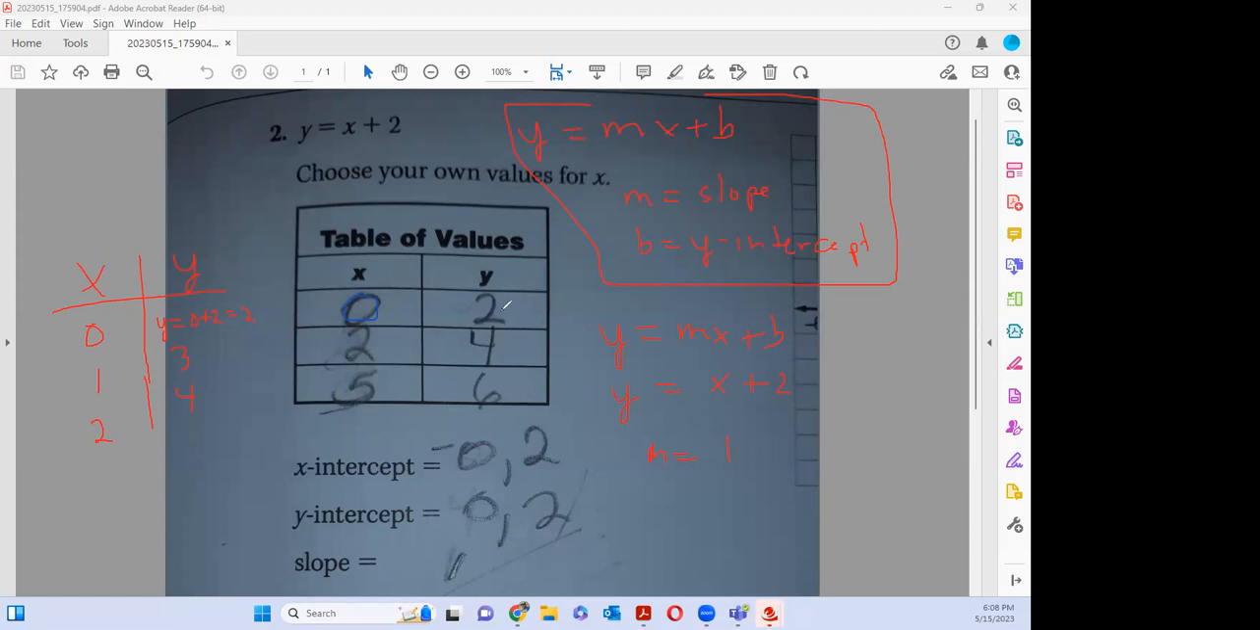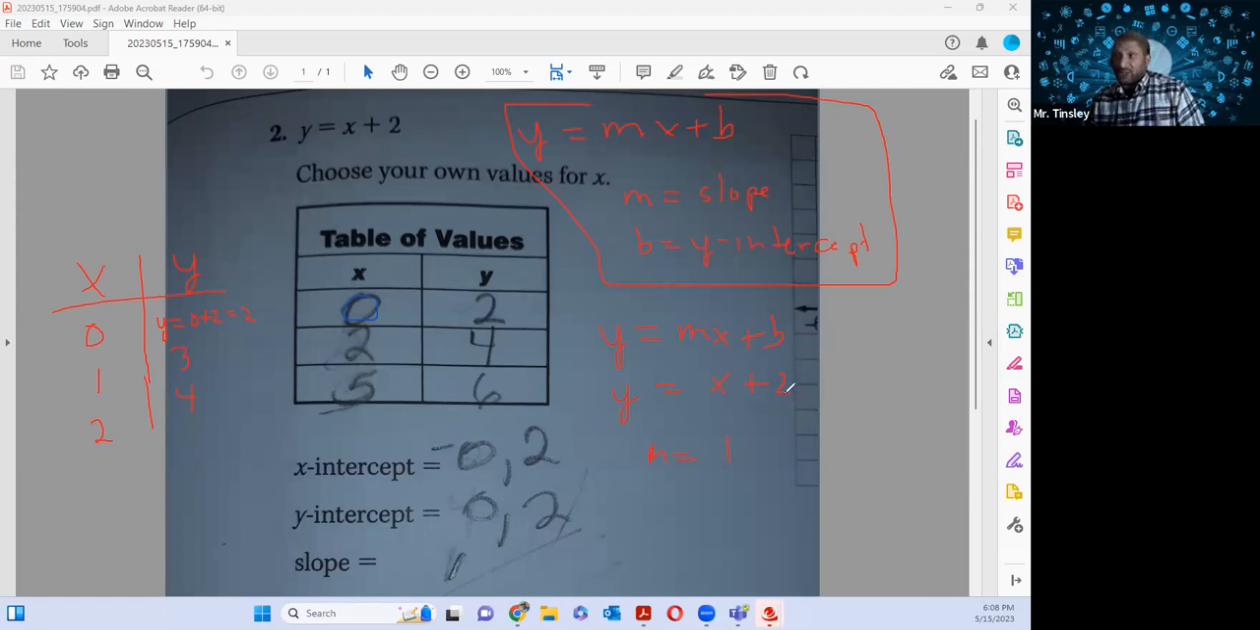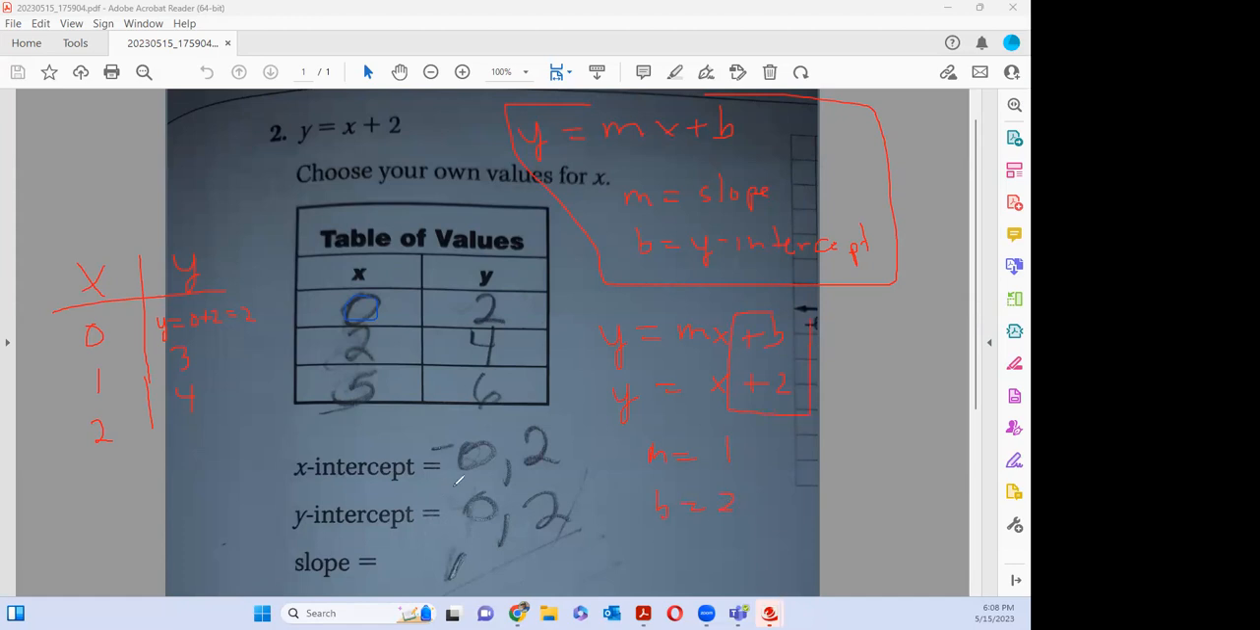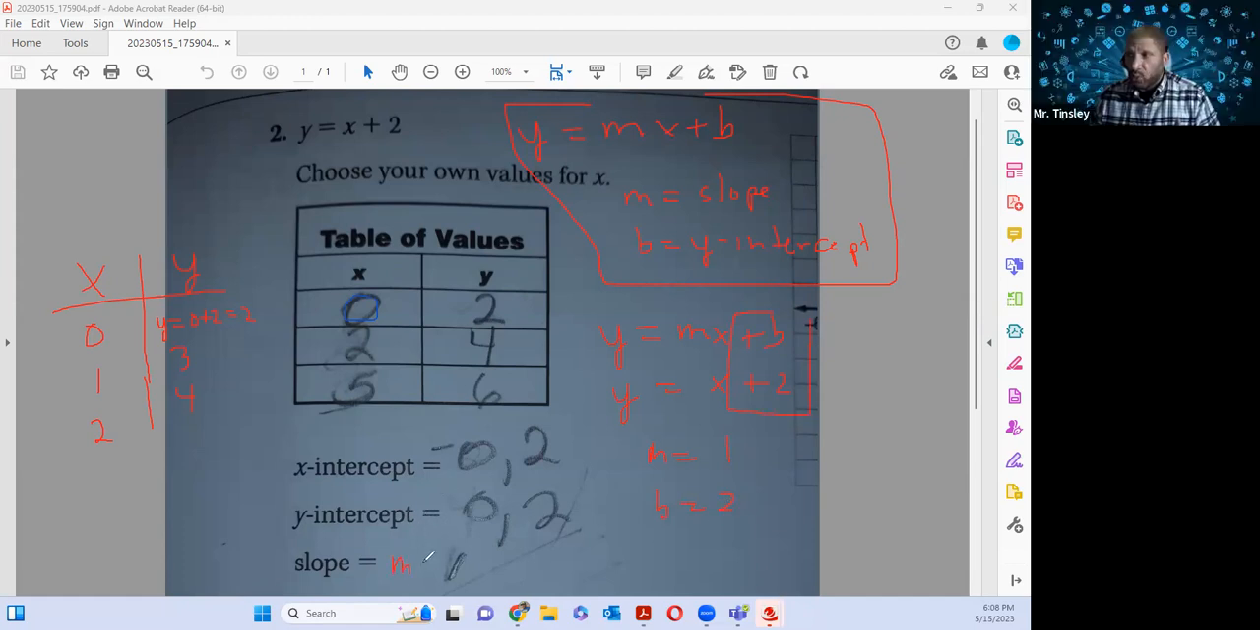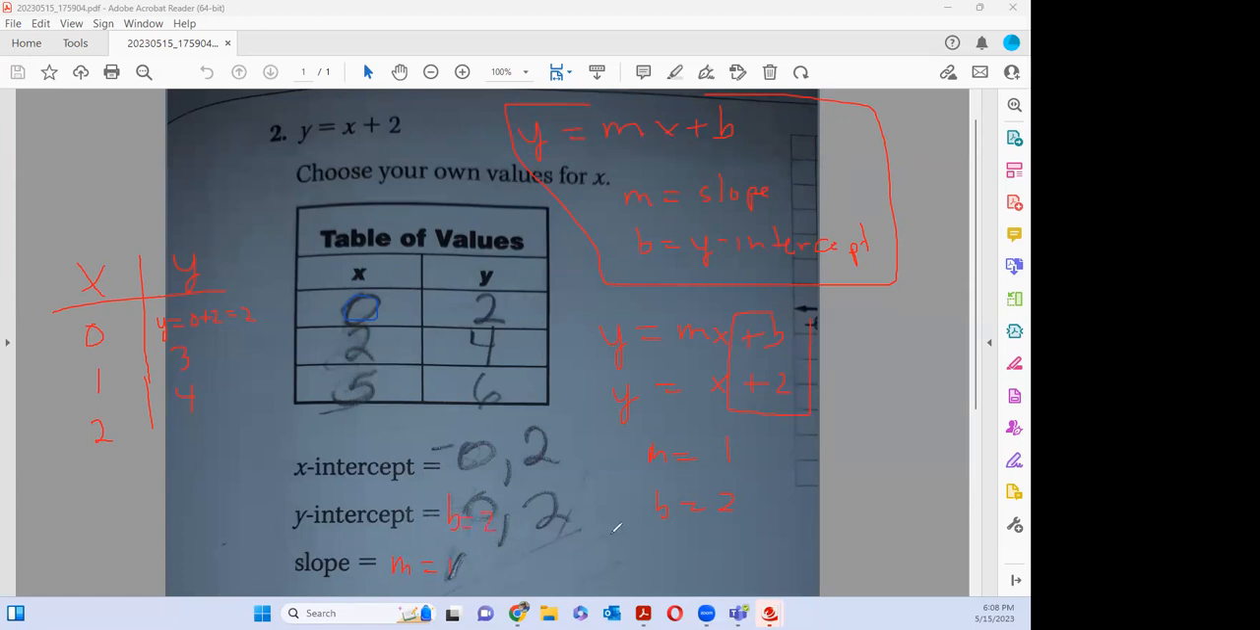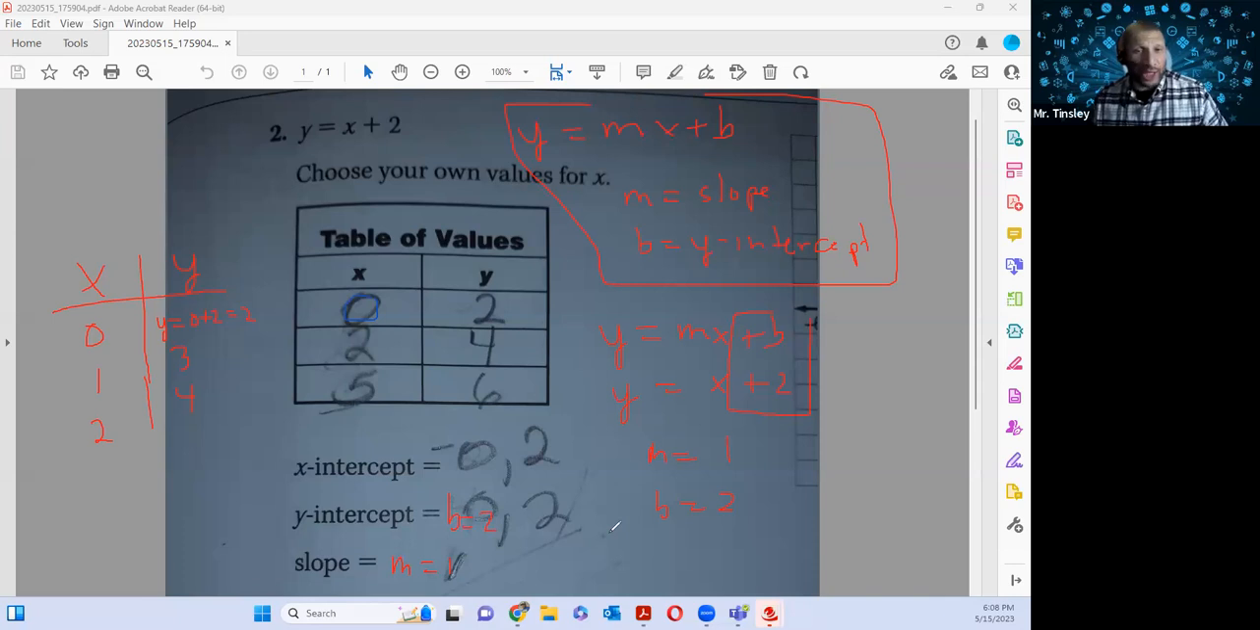What I also told you was b, which is the second part of this. So this is your b. Your y-intercept is 2. So on this question right here, your slope is 1 and your y-intercept is 2. So now you've got to figure out what your x-intercept is. First of all, on the GED, they're not going to ask you for your x-intercept. They're not. But I'm going to answer the question for you. So let's go with what we know.